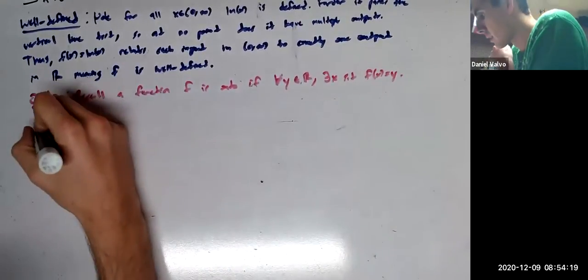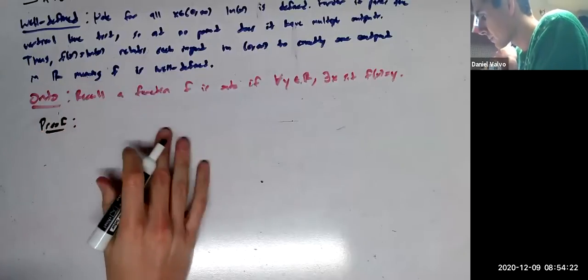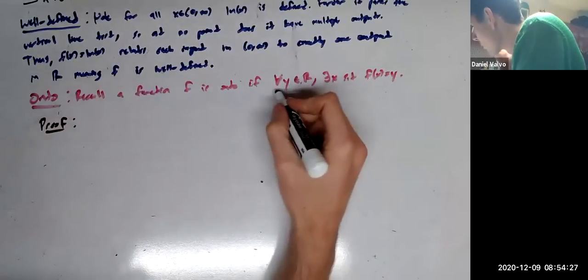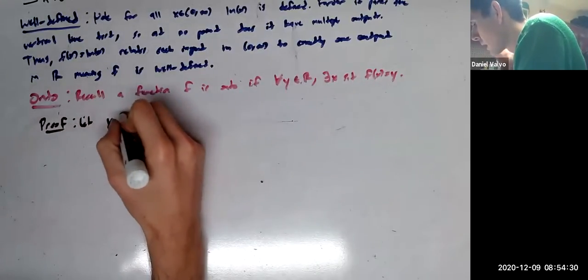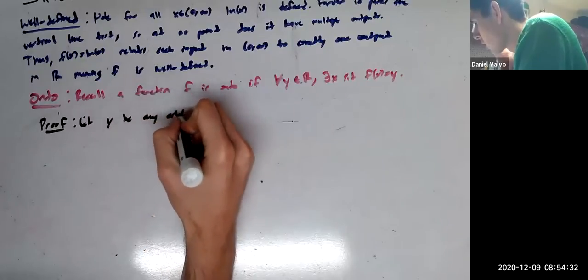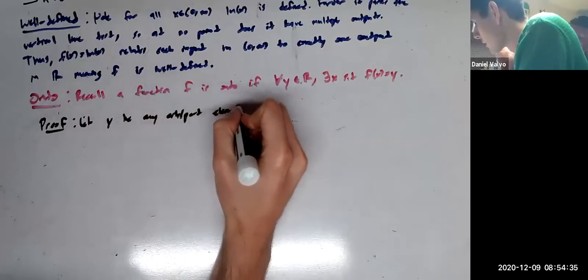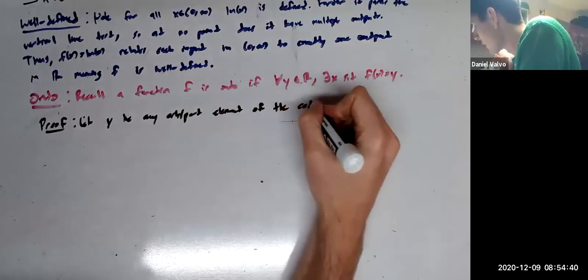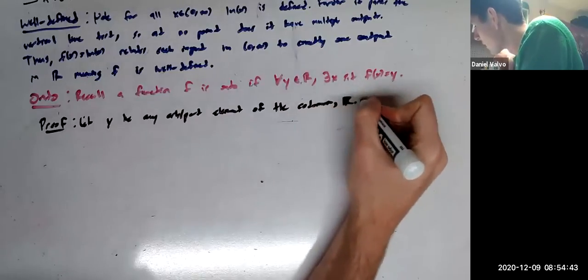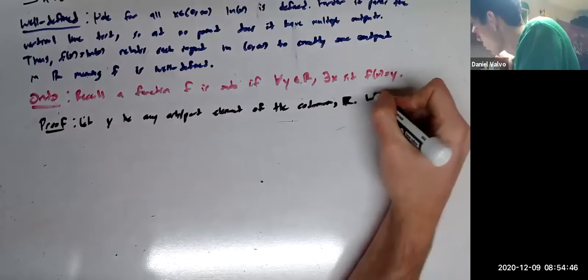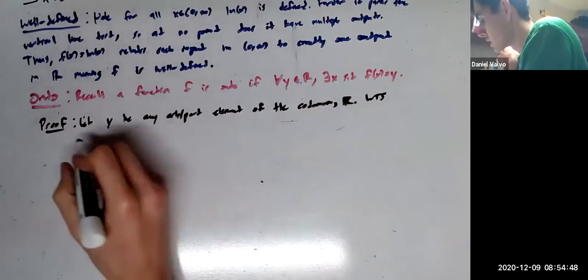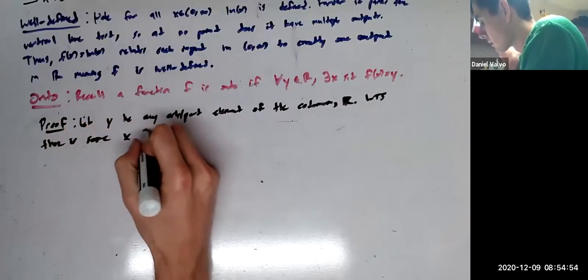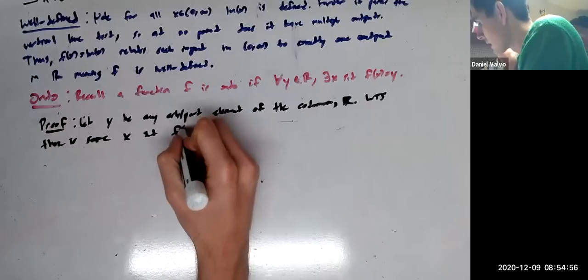All right, proof. Our proof goes like this. We want to prove a for all statement here. So we're going to let y be any arbitrary, particular element of the codomain, which here is R. And now for all y in R, we want to show there is some x such that f of x equals y.